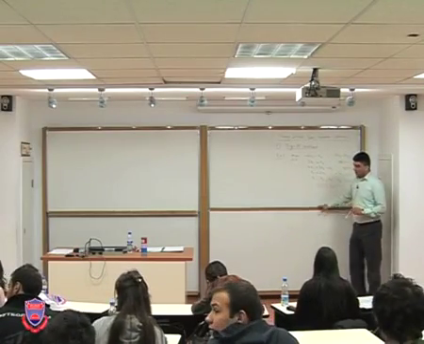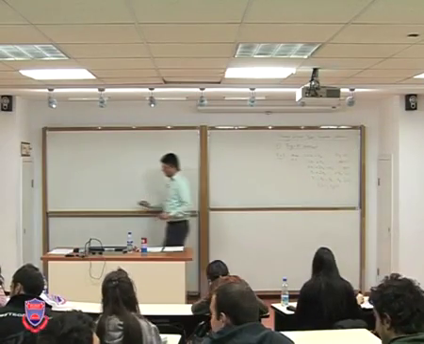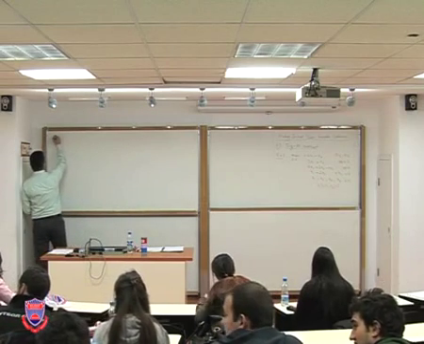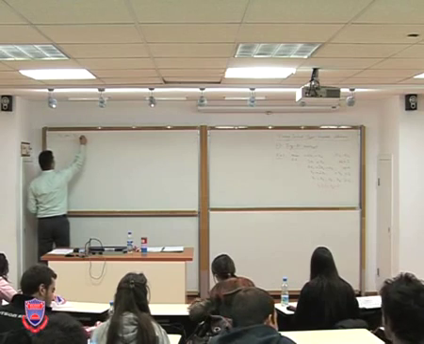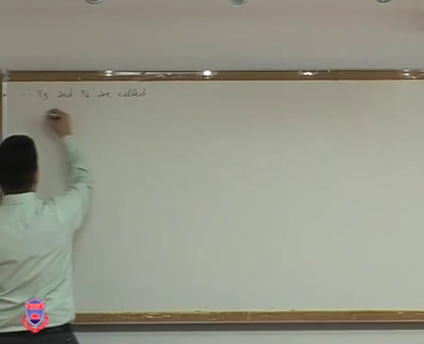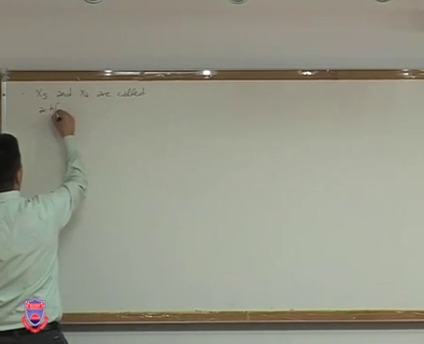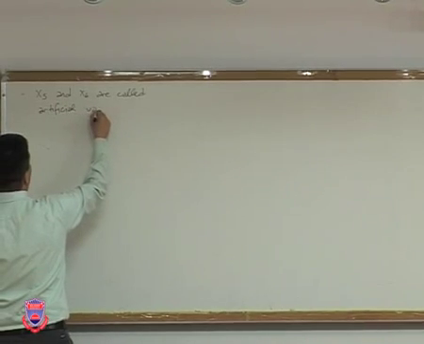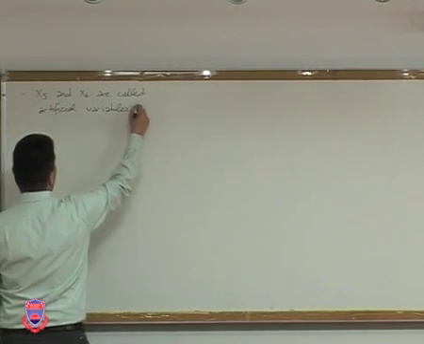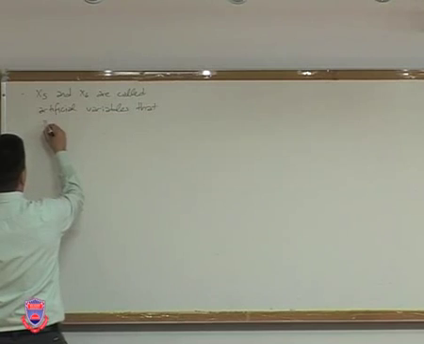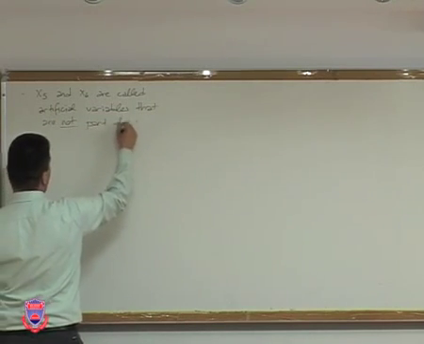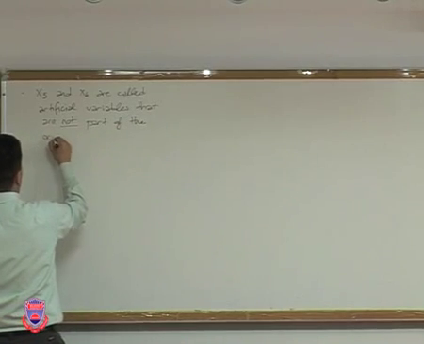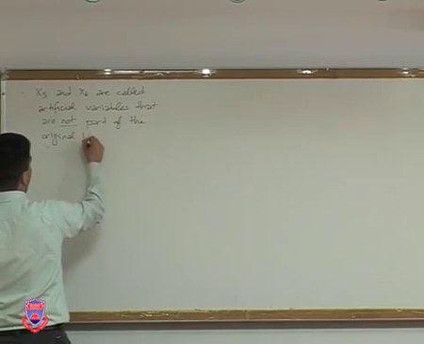All right, so let's continue. Now, just a few definitions. X5 and X6 are called artificial variables, that are not part of the original LP problem.